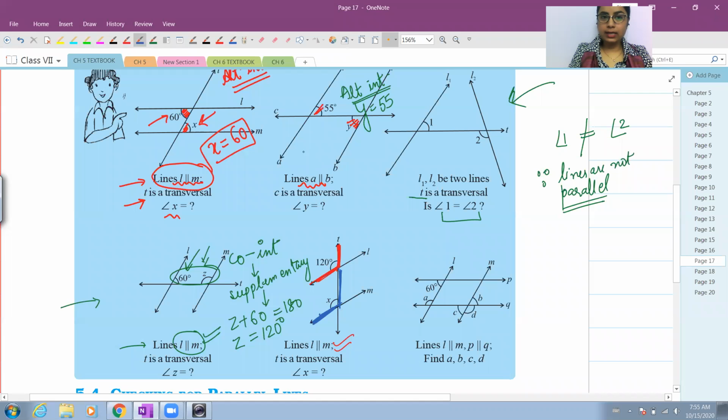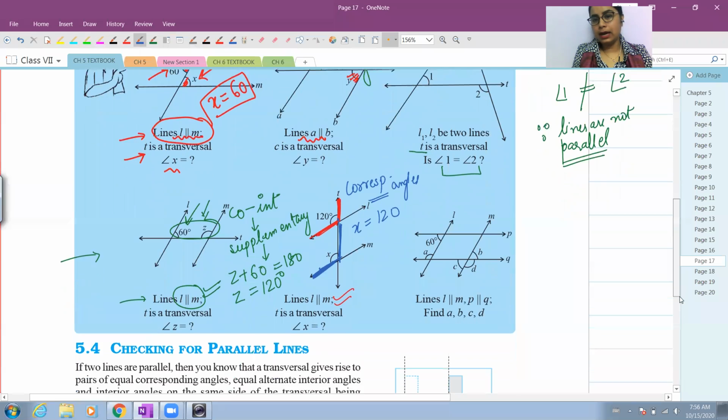Now what have you written in your notes about corresponding angles? Corresponding angles are equal. So what will you say about X and 120? X is equal to 120 degrees. And you will write down the reason that these are corresponding angles. You have to state the name, then write it. Okay, now take a look at the last part.